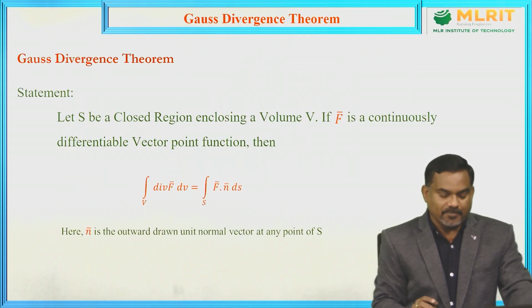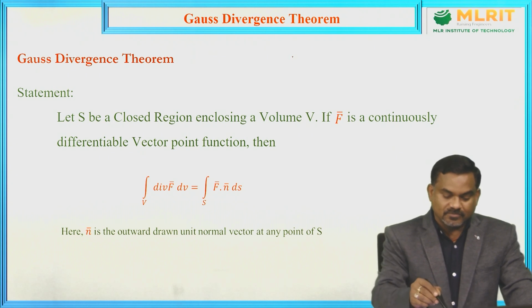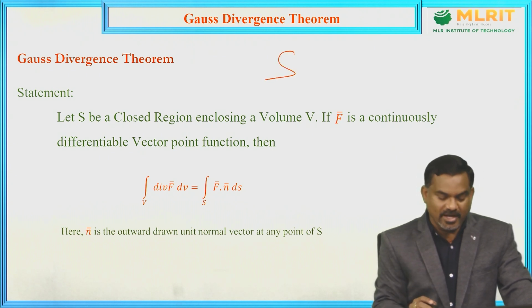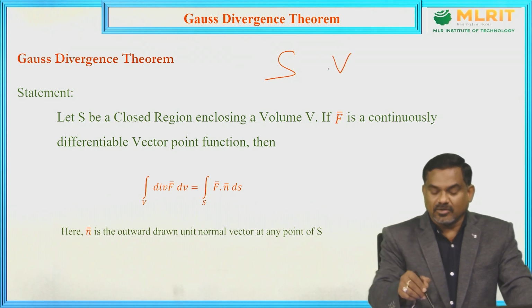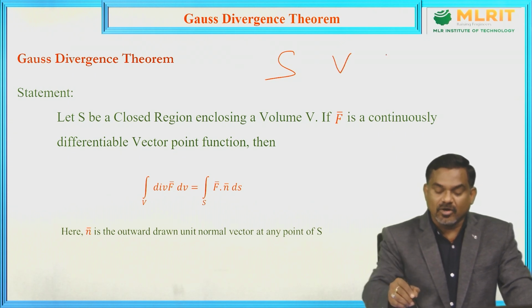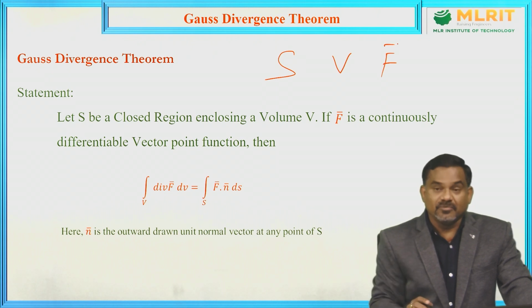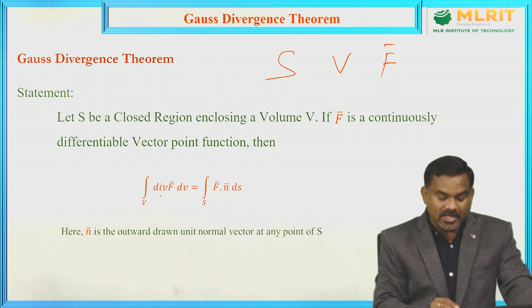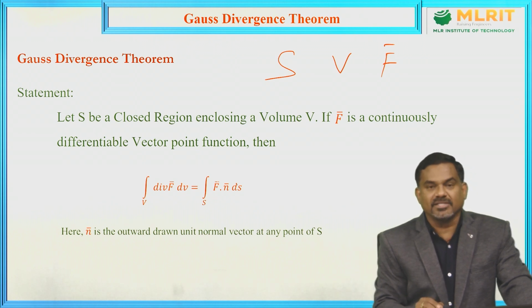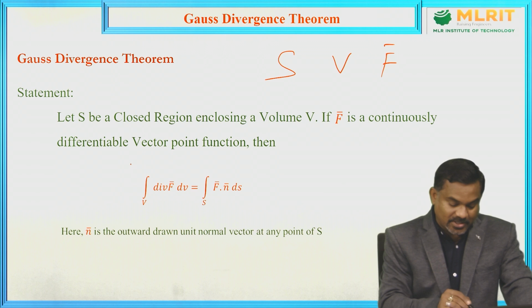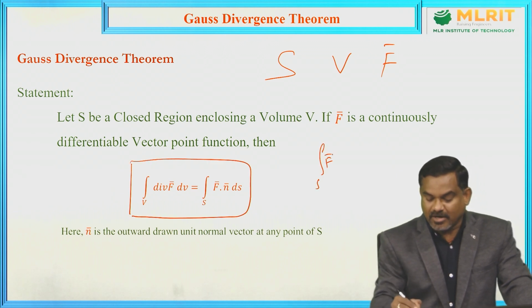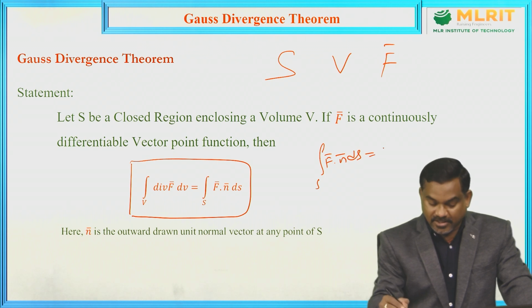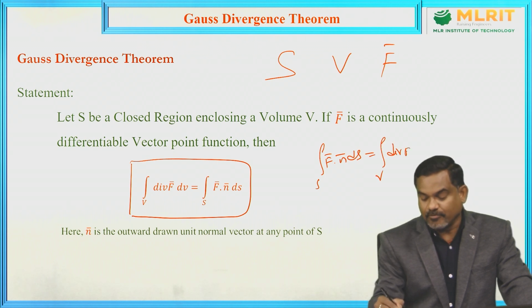Gauss Divergence Theorem. Let us consider a closed region denoted by S enclosing a volume V. And let us consider a vector f bar which is continuously differentiable. Then the surface integral of f bar dot n bar dS is equal to the volume integral of div f bar dV. So Gauss Divergence Theorem states that the surface integral f bar dot n bar dS is equal to the volume integral div f bar dV.